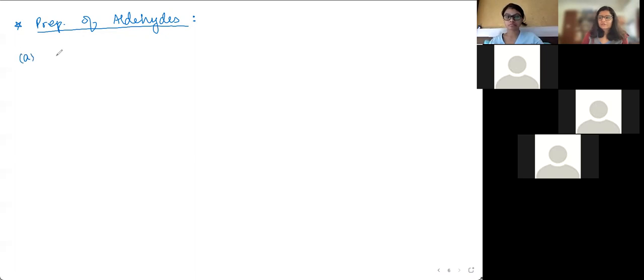Preparation of aldehydes alone. Before we get on to this, this chapter is filled with a whole lot of named reactions. Exam-wise, named reactions are the examiner's favorite type of thing, so that's something you will need to learn and remember in this chapter. A lot of important reactions that way. The first one is preparation from acyl chloride.